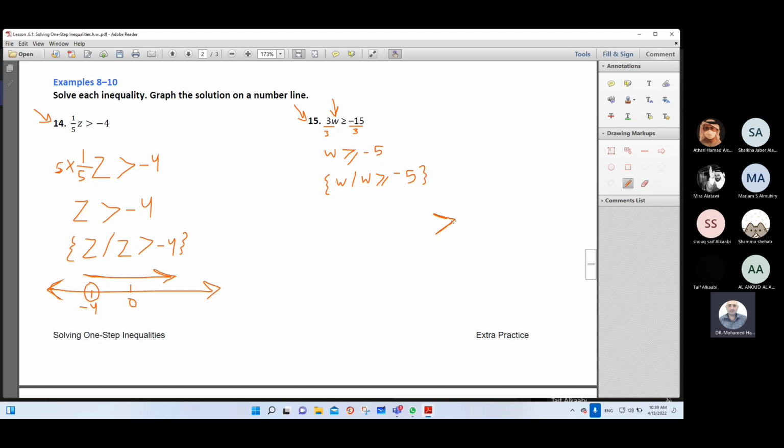then we can draw the number line, determine 0, then determine the value here, -5. Then as you see, we have equal in the sign, so we can draw a shaded circle. Then the values of w greater than means to the opposite side.